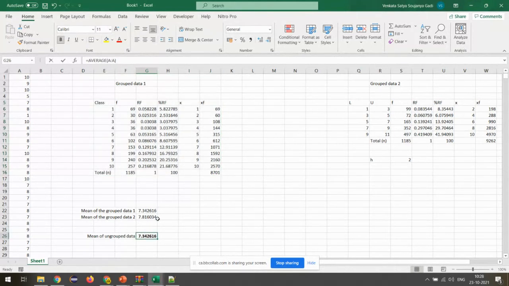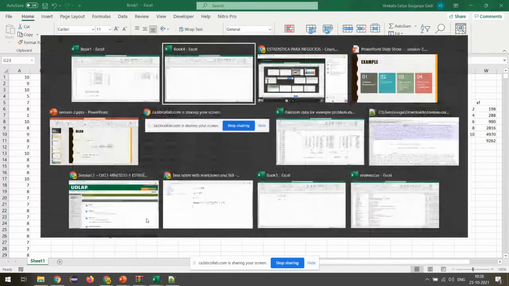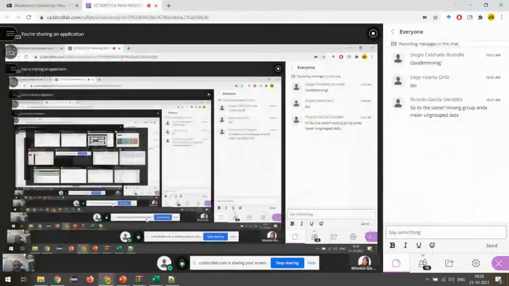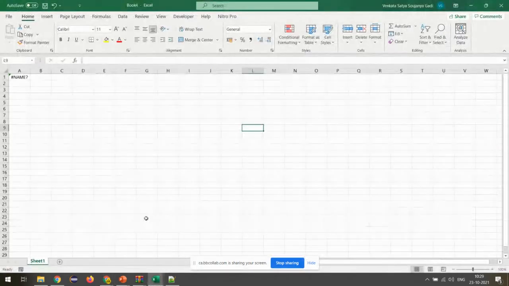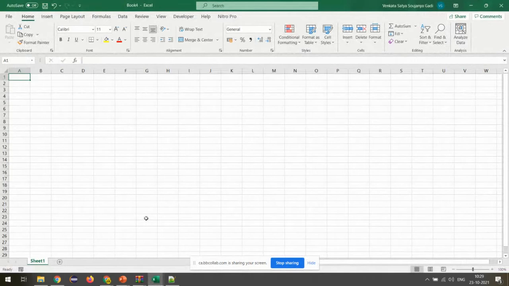We collected from the raw data, and if you see, this one is matching with this one, and here we have an error. This is a good estimate, but not the correct one. Is it clear? Okay, very good. Now let us generate some random data.